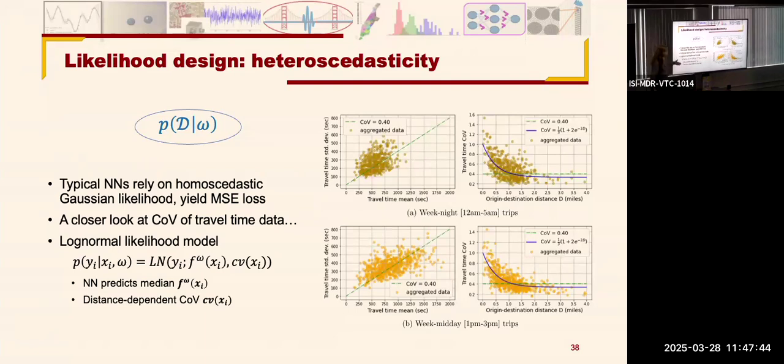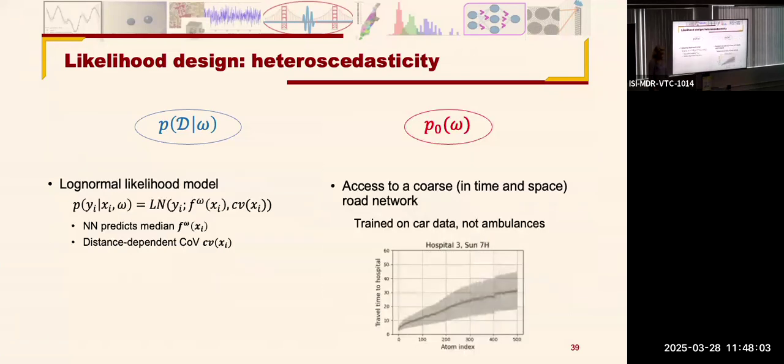The way we integrated this is a log normal likelihood, because everything is positive. So we use log normal instead of Gaussian. Then we have a coefficient of variation that is input dependent, which is what we call heteroscedastic. And then we have our prior, which I just talked about, our road network, which gives us a prior estimate and a prior uncertainty on what those travel times should be.